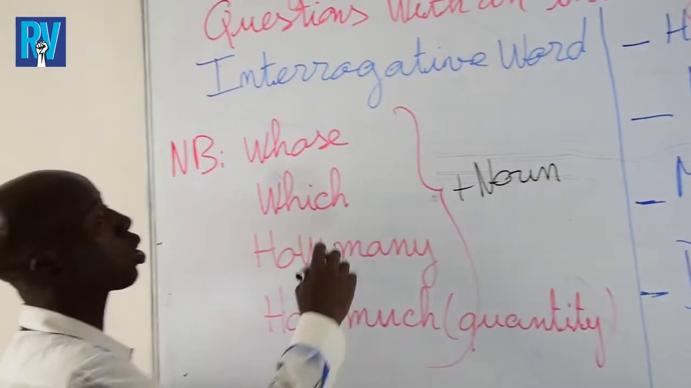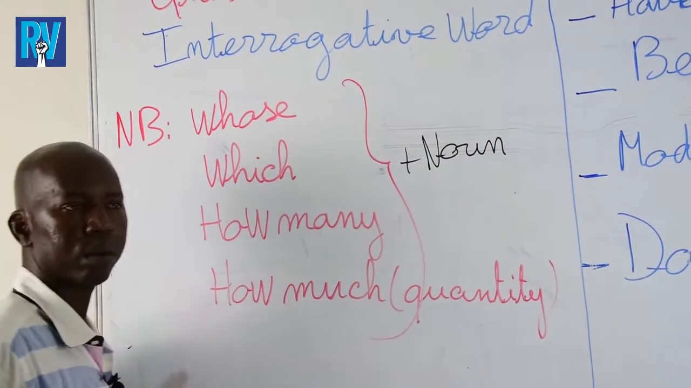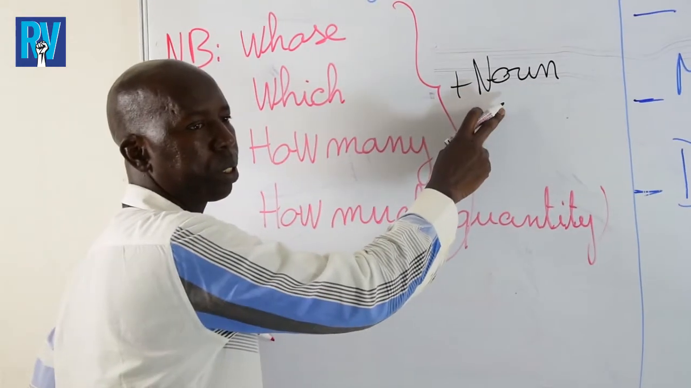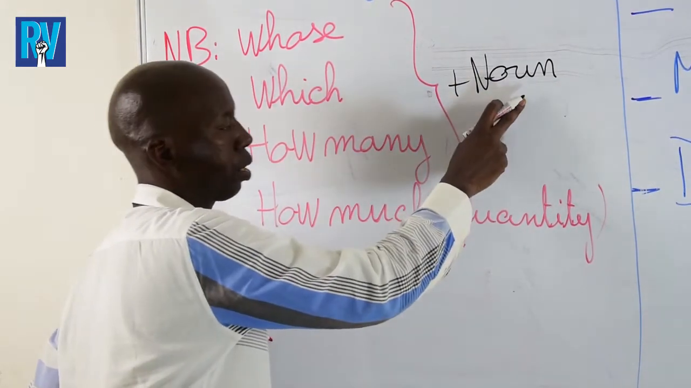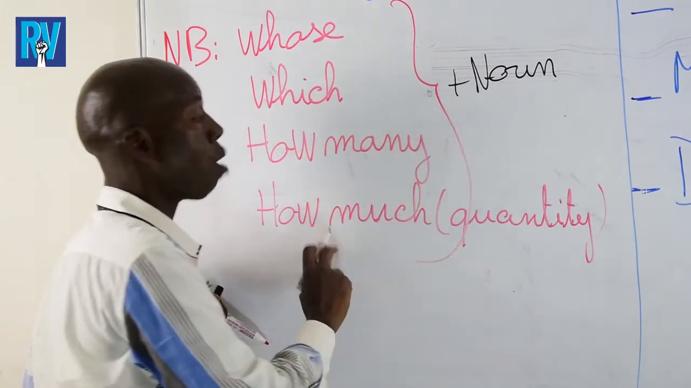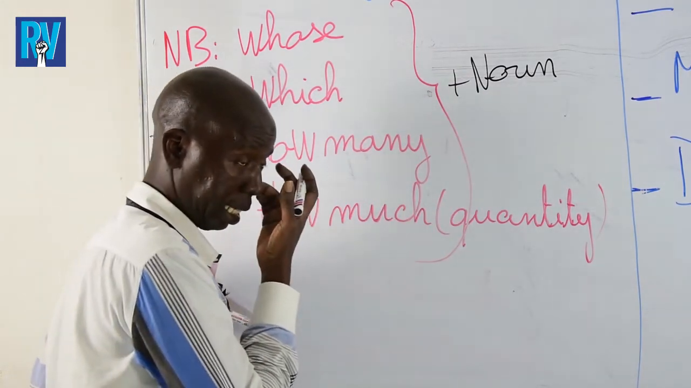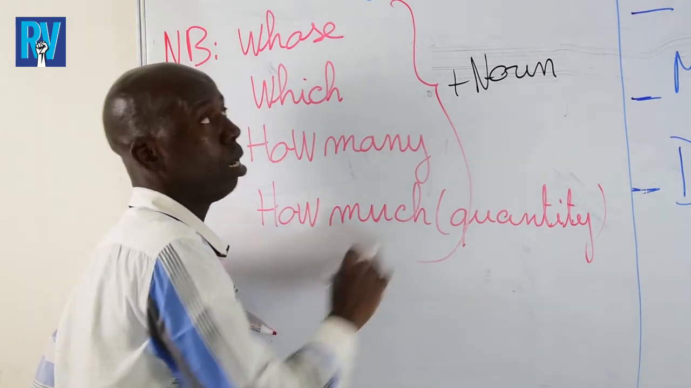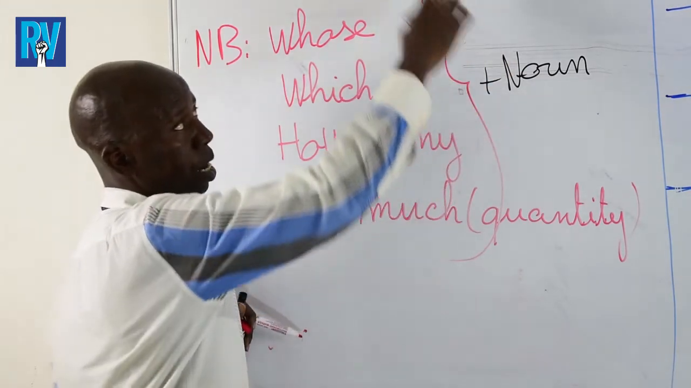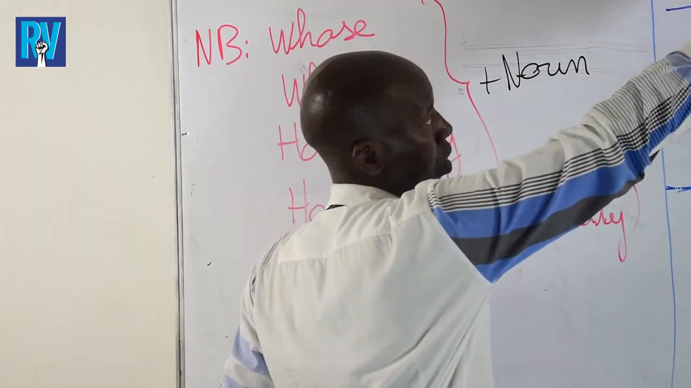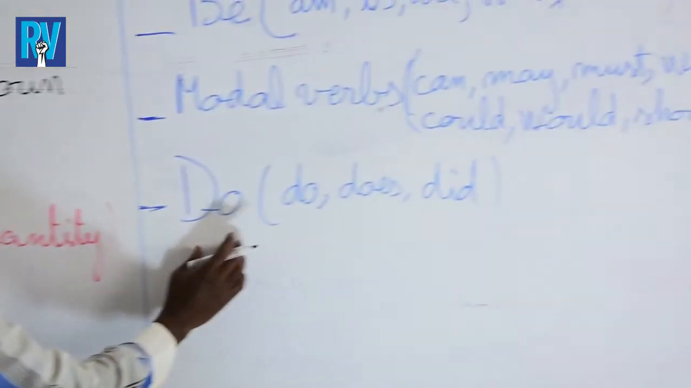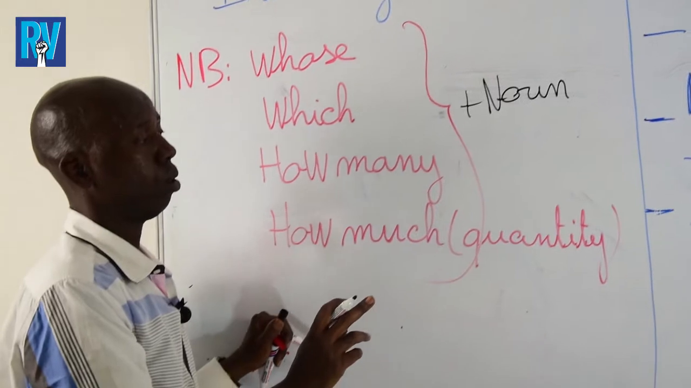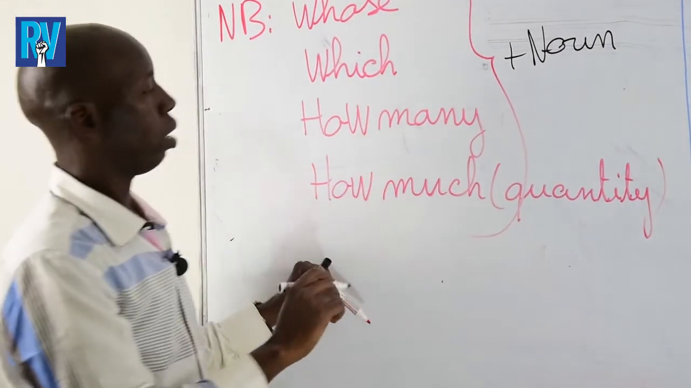Je dis, whose car? Which girl? How many books? How many students? How many teachers? How much? Là, c'est la quantité. La quantité, how much? Mais si c'est le prix, on revient à la première règle. Si c'est le prix, how much c'est le prix, c'est le have, ou bien le be, le modal, ou bien le groupe grammatical qui suit, sujet verbe. Mais si c'est la quantité, c'est suivi d'un nom. Toujours suivi d'un nom. Ok?